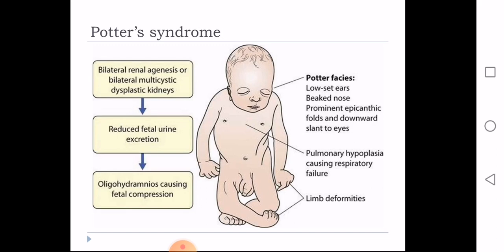So this is Potter's syndrome. See the baby? Because the uterine wall is pressing against the baby, the baby is all crumpled and wrinkly, its face is distorted, its limbs are distorted, its skin is wrinkled. So that is called Potter's syndrome in bilateral renal agenesis because of oligohydramnios.